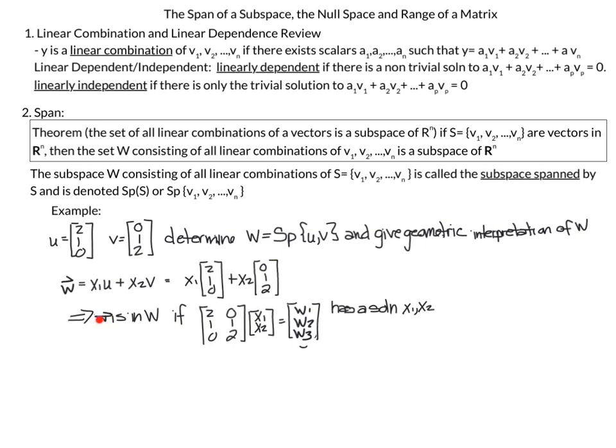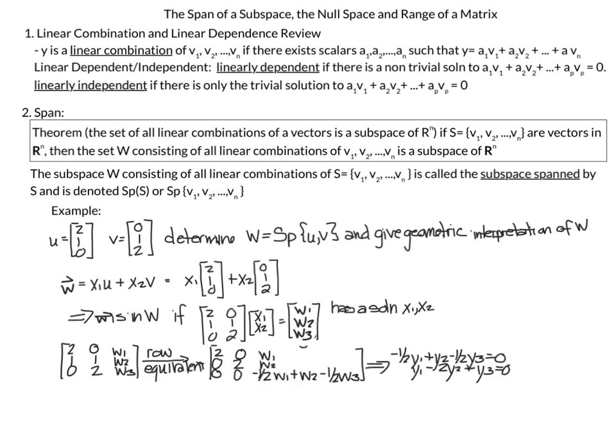So in other words, this vector w is in the span if this part of the equation, this matrix A, which comes from these two vectors u and v, times the vector x, you can verify this gives you the same as this linear combination here. If you can find x1 and x2 that solve this matrix equation. And we can solve this matrix equation by using this augmented matrix of A with our vector w, which is row equivalent to this matrix: 2, 0, w1; 0, 2, w2; 0, 0, minus 1/2 w1 plus w2 minus 1/2 w3, which implies that w1 minus 2w2 plus w3 equals 0.